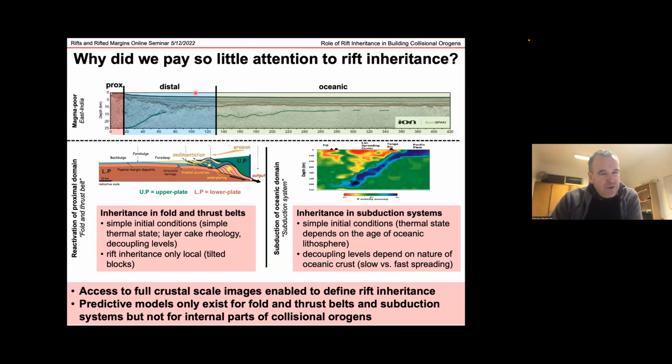Actually, in the previous studies of orogens, a lot of studies were looking at fold-and-thrust belts. They form over the proximal parts of margins, and they are not heavily impacted by the inheritance, neither the structural nor the thermal inheritance. And the subduction zones mainly involve the oceanic domains, but not really these distal parts of rifted margins. So it's important to note that to understand the internal parts of orogens, we need to understand the stages of the rifted margin as they were before they were reactivated.